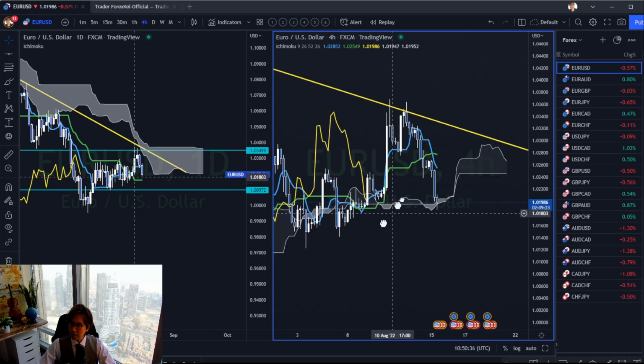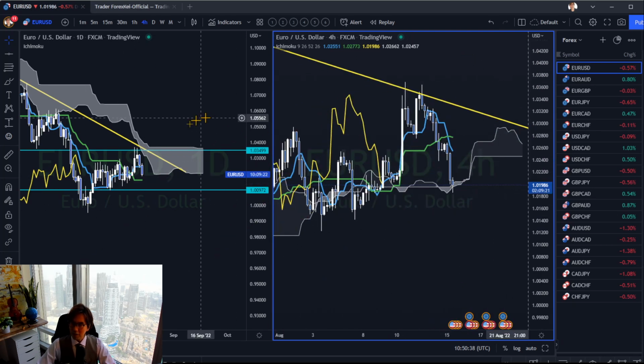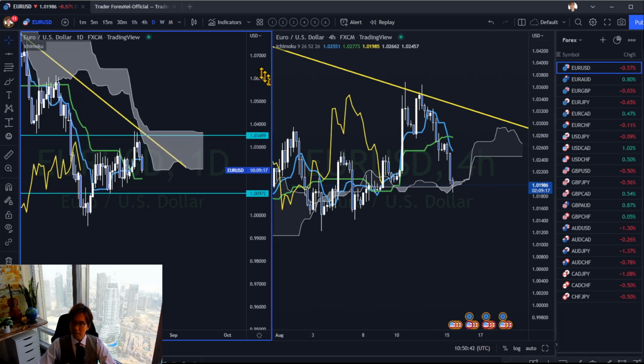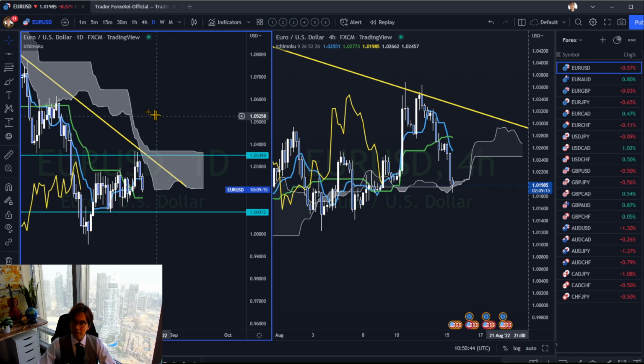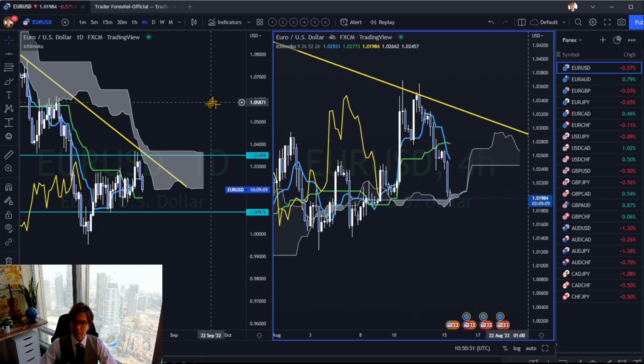Of course, you can do either way. A 4-hour can be on the left, daily can be on the right, depending on your preference. But simply, I take the daily time frame on the left, the 4-hour on the right, and I screen charts.